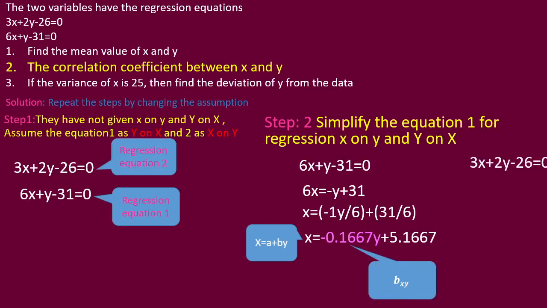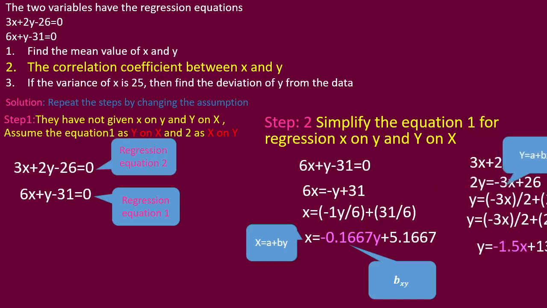We should simplify the same thing for the next equation. For y on x, we should consider this equation, 3x plus 2y minus 26 equals 0. The standard format for this is y equals a plus bx. If we simplify, I'll get the byx value, that is minus 1.5.